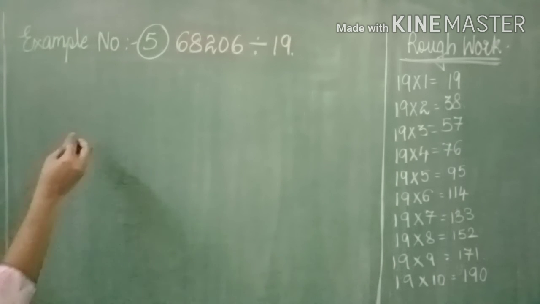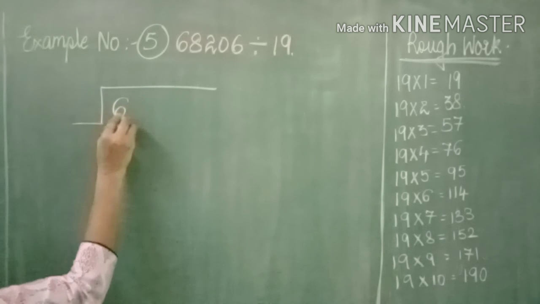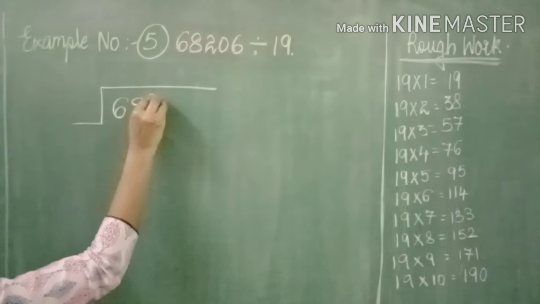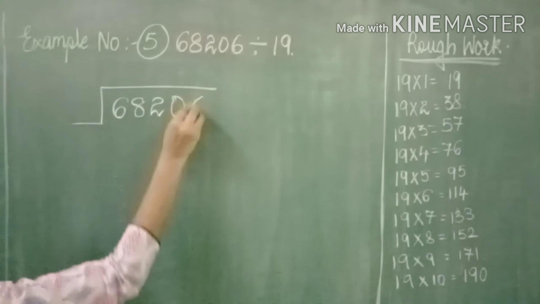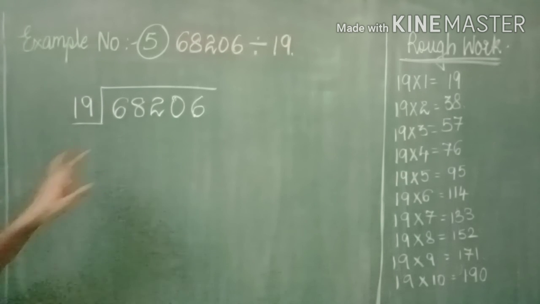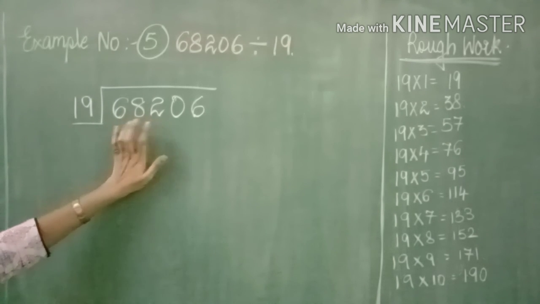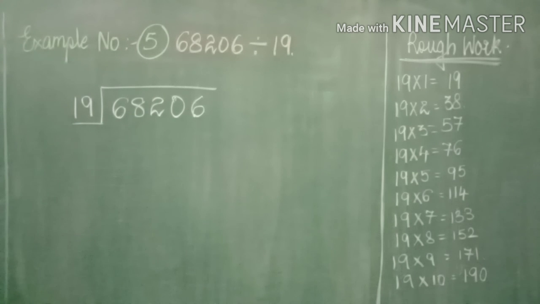Let's start with division. We first write 68,206 divided by 19. We know that 68,206 is called the dividend, and 19 is called the divisor. As you can see on the right hand side, I have already written the 19 table. You have to learn all the tables, it is very necessary.